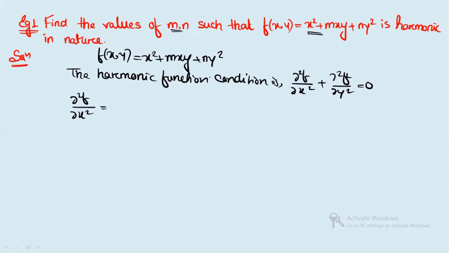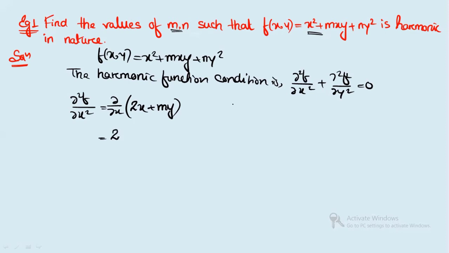First you will differentiate this particular term with respect to x. Differentiating, it will give you 2x + my, right? Again, further differentiating this one, you will get only 2, right?